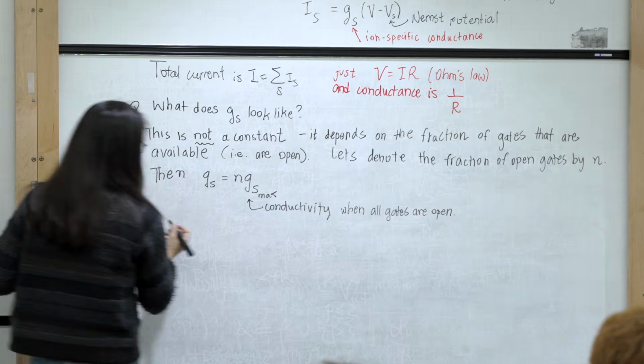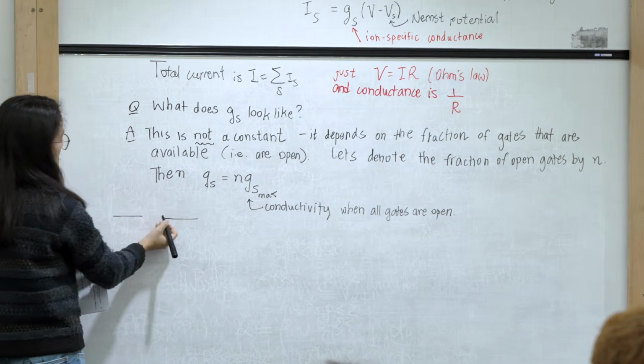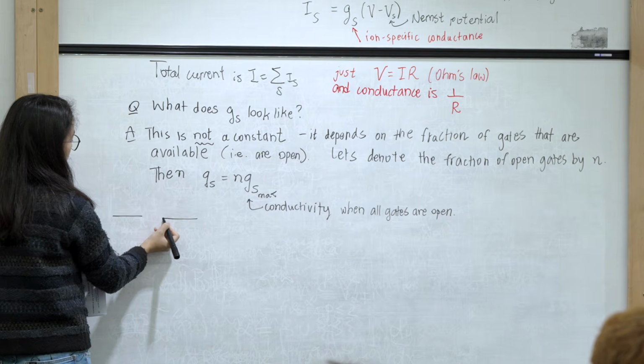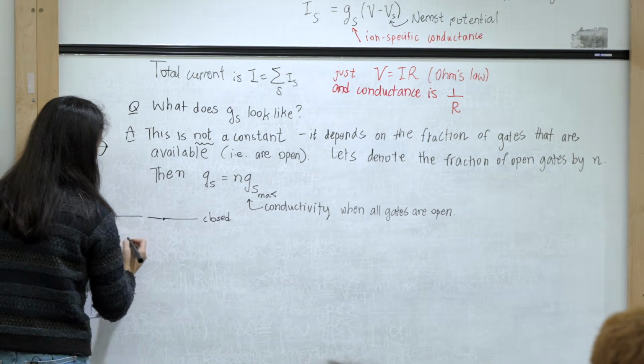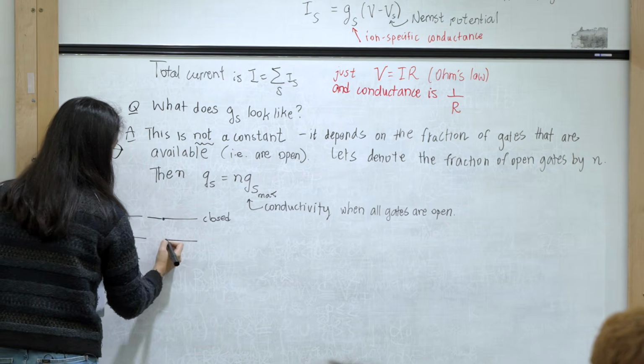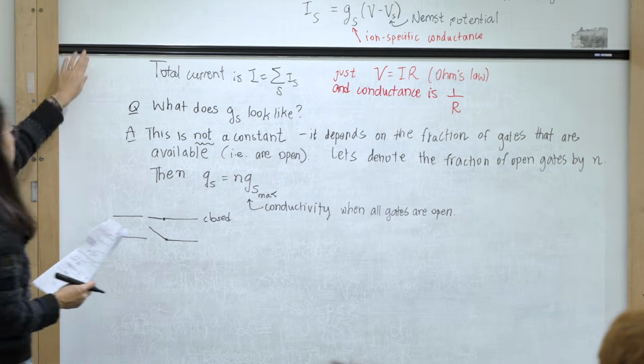Okay, so when I'm talking about gates, you can think about it schematically like this. I have the cell membrane, and then there is a gate that can either be closed, or you can have, again, the cell membrane, and this gate is open, and it allows the passage of this specific species.